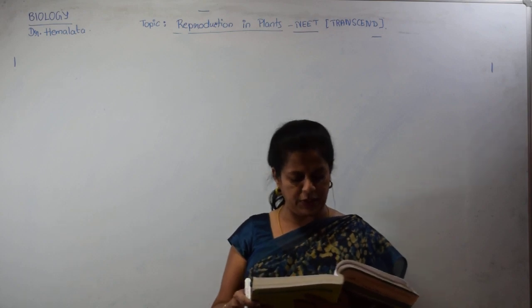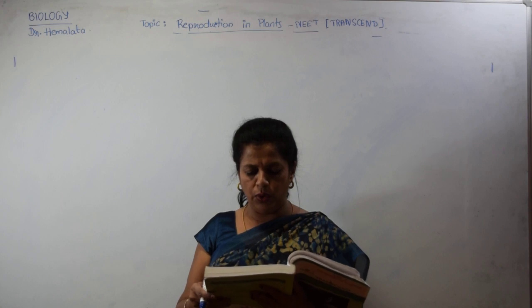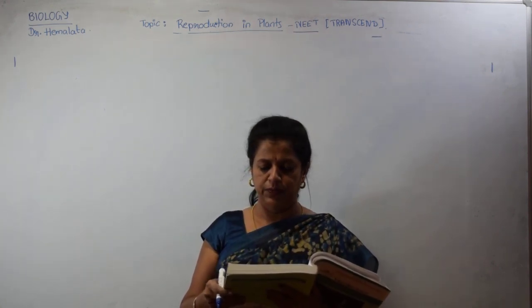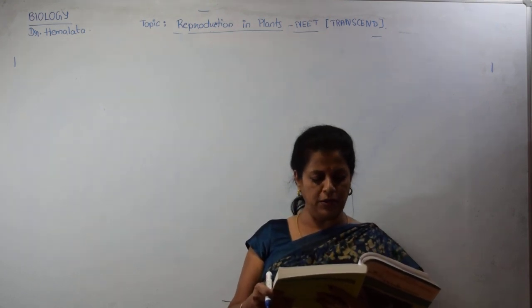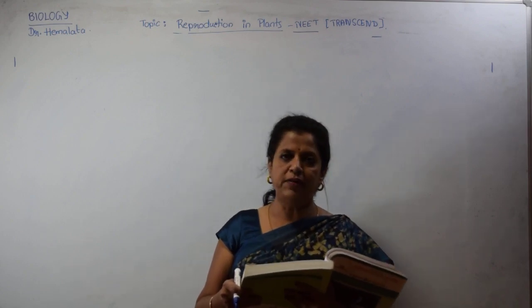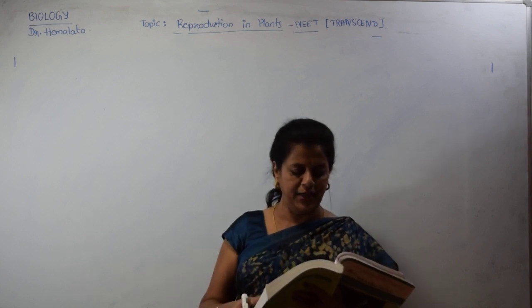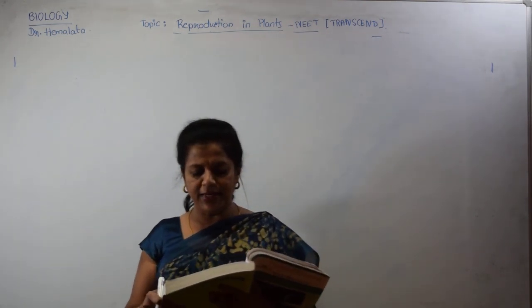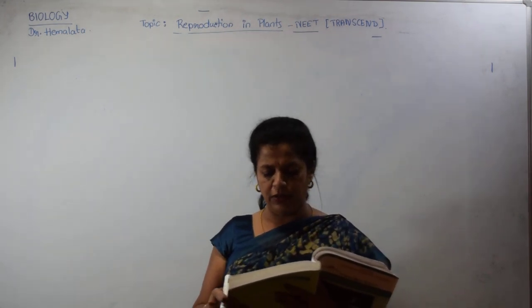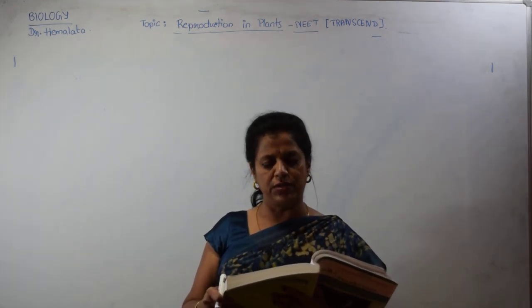Now, 16th question. These plants flower and fruit only once in their lifetime and die after fruiting. These are the plants that produce flowers once in their lifetime. Afterwards they will not continue to grow, they will die. Which are those plants? First option says monocarpic plants. Second says polycarpic plants. C says vegetative plants. D says reproductive plants. Actually, you should understand the meaning.